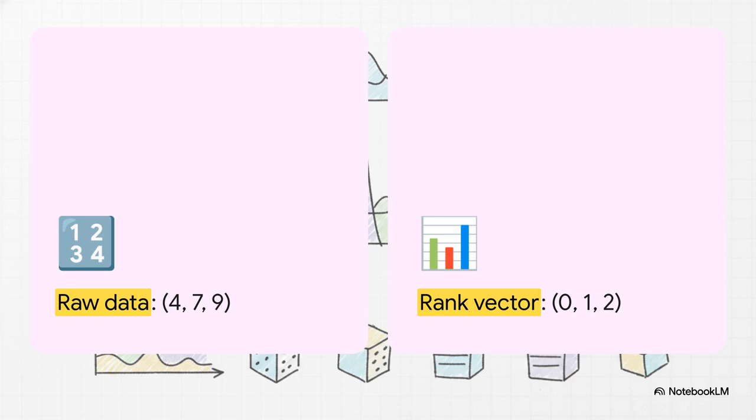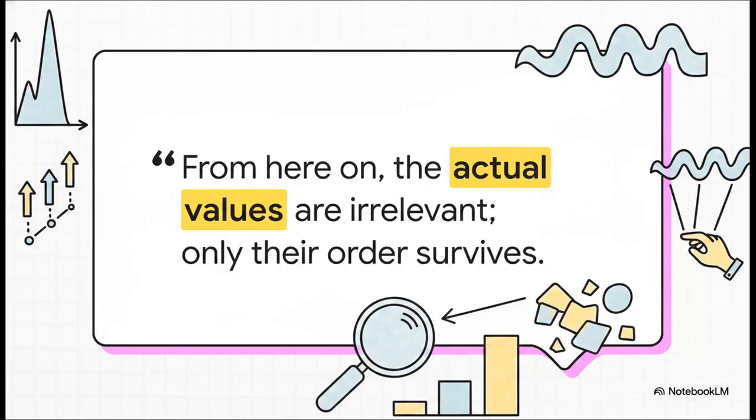The algorithm completely stops caring about the actual underlying numbers. It only cares about the relative shape of the pattern. And that leads us to this phenomenal quote right from the source material. "From here on, the actual values are irrelevant. Only their order survives." I mean, this is the absolute core aha moment of the entire Bandt-Pompey procedure.